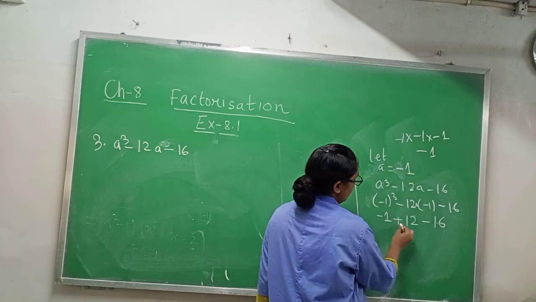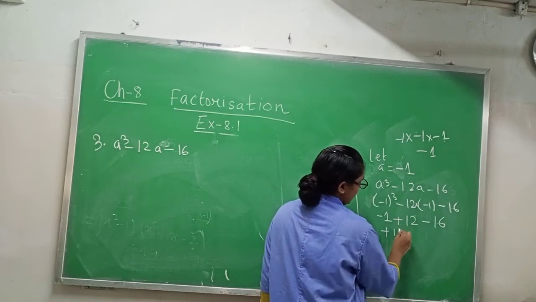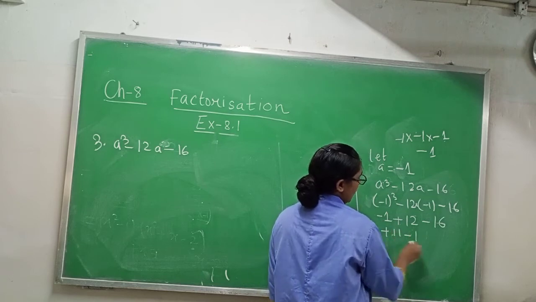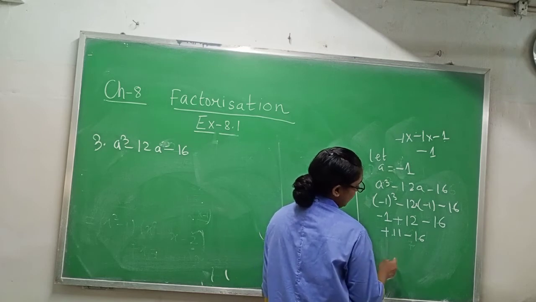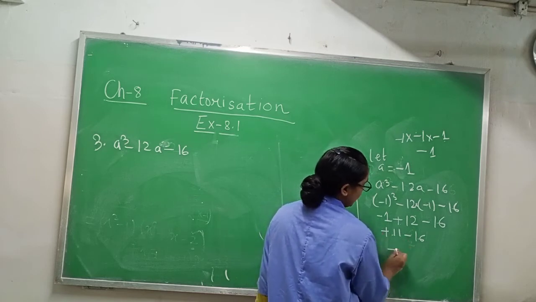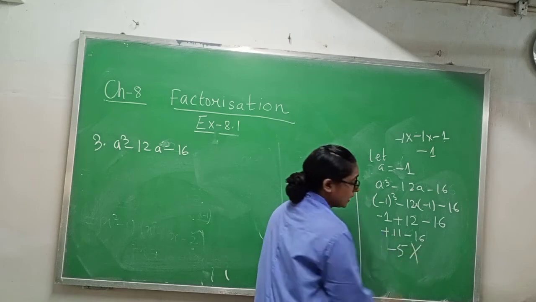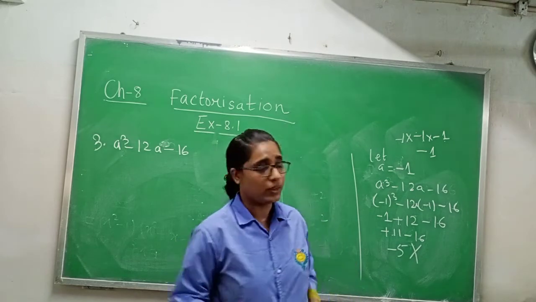Again minus plus 1, how much will we get? 13, minus 11, minus plus, minus 16. Again we are getting 0? No, we are not getting 0. We are getting how much? Plus minus minus, minus sign, 16 minus 11 is 5. Again we are not getting 0. Means we will not be able to take a equals to minus 1.